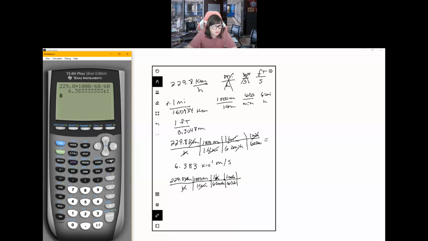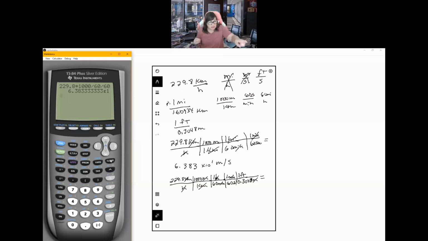Now I need to go from meters to feet. Okay. 1 foot. Sorry. Wrong place. 0.3048 meters. Oh, so meters. Meters. That's getting me feet per second. Yay, that's what I'm looking for. Let me do all that happy math.